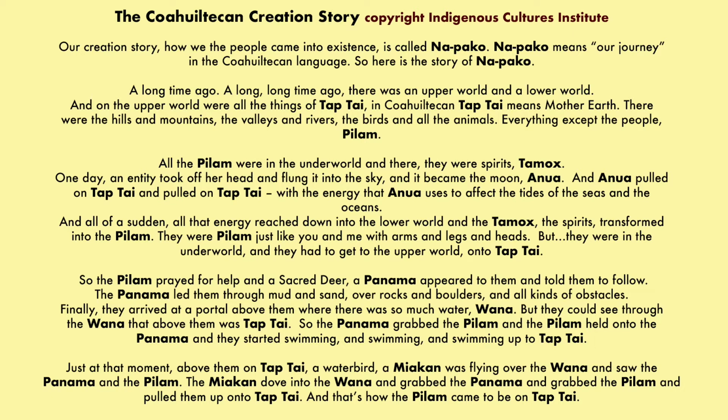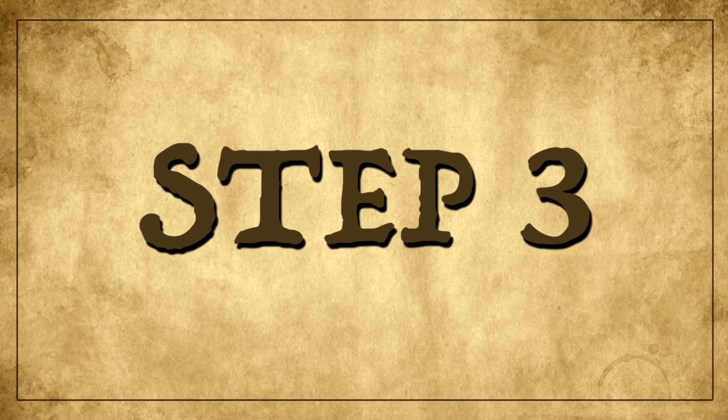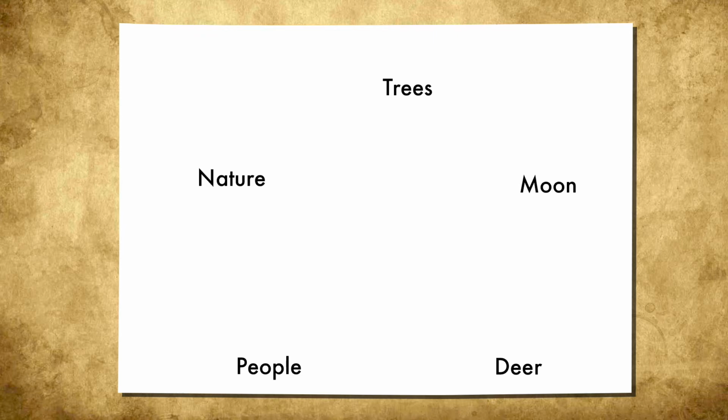In the Coahuiltecan creation story, we learn many characters and a setting. Essentially, the entire story is taking place in nature. So now we know some pieces to our story. What our project will be today is to draw out the pieces of the story. Step 3. In Step 3, we'll sketch out the characters from our story.